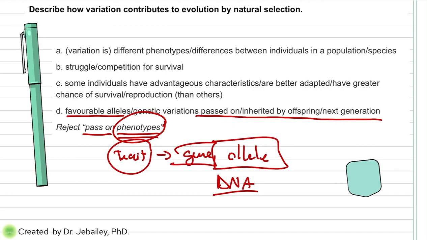Because when you say trait, it's like, let's say you dye your hair red. You cannot pass your red hair to your child. You can only pass the gene that is within you that started with black hair. So it's the gene or the allele that is passed on to the next generation.